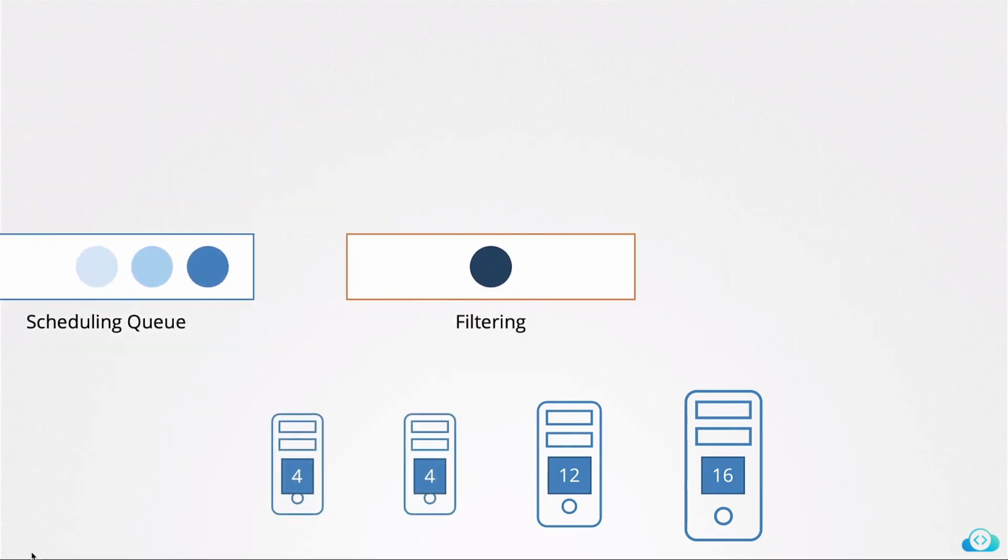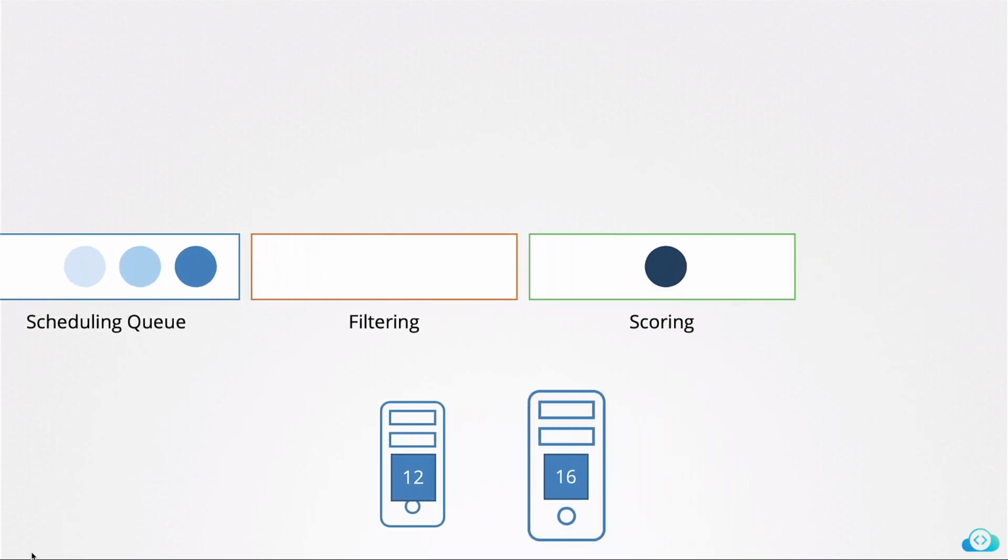Then our pod enters the filter phase. This is where nodes that cannot run the pod are filtered out. In our case, the first two nodes do not have sufficient resources, so they do not have 10 CPU remaining, so they are filtered out.